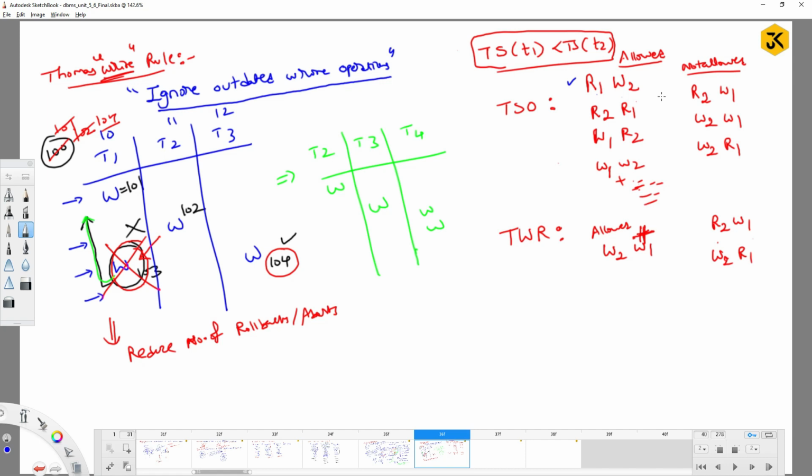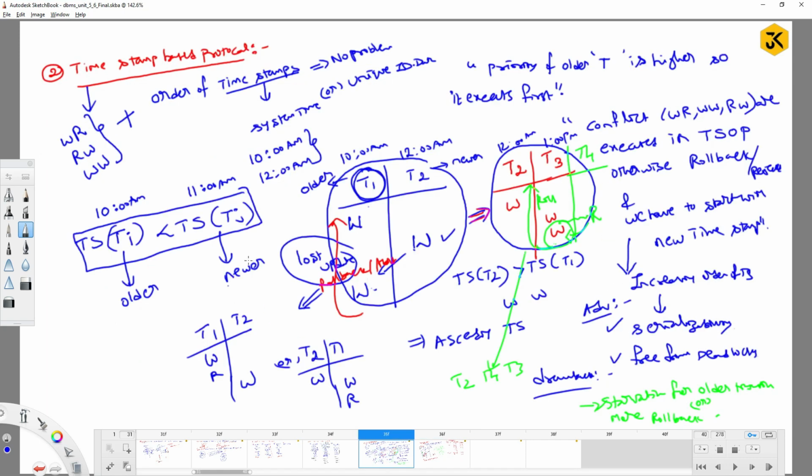So we are not going to get the same kind of operations. Okay, fine. So this is the timestamp ordering protocol.